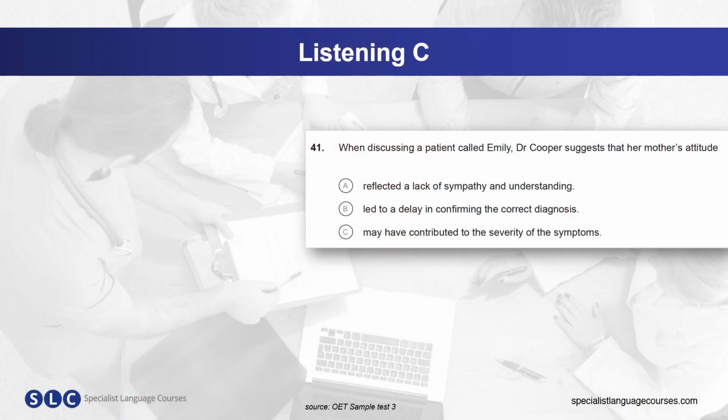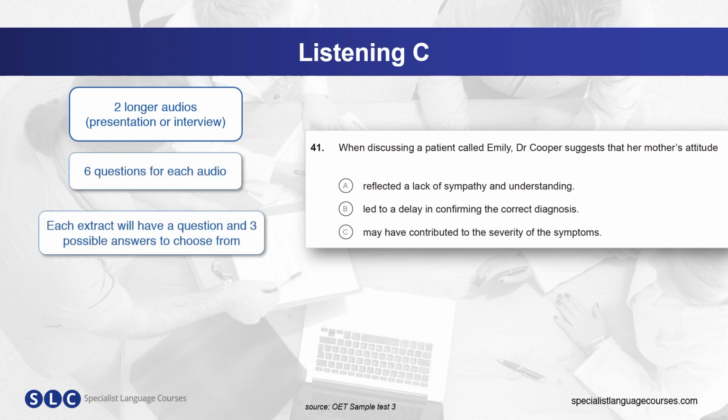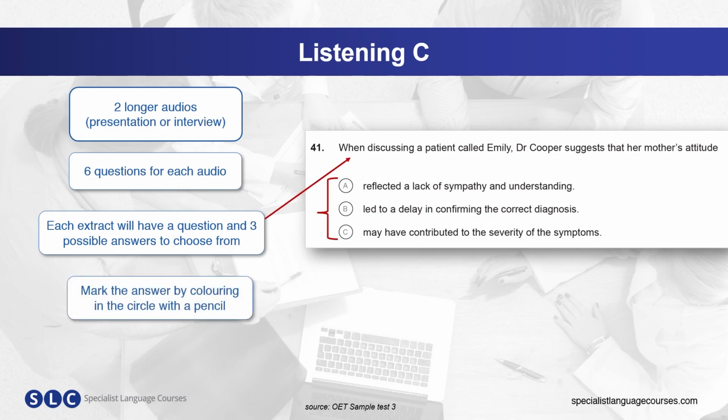And finally, let's take a look at Listening C and what you have to do to score high there. For Part C, you will hear 2 longer audios, which will be a presentation or an interview, and there are 6 questions for each audio. Each extract will have a question and 3 possible answers to choose from, and you mark the answer by colouring in the circle with a pencil.